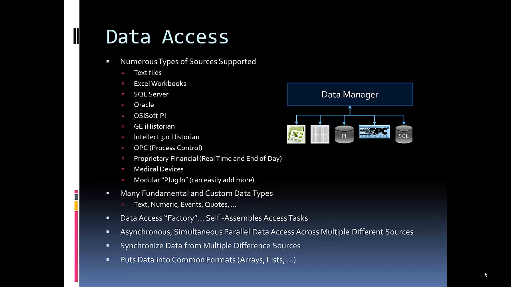So for example, Pi may give you back tags with a history associated with those. SQL may give you a data table. OPC may actually give you a hierarchical structure of tags in various unit operation contexts. So we can then take those different structures that are found in the data sources and put them into a common format for downstream processing within Intellect.